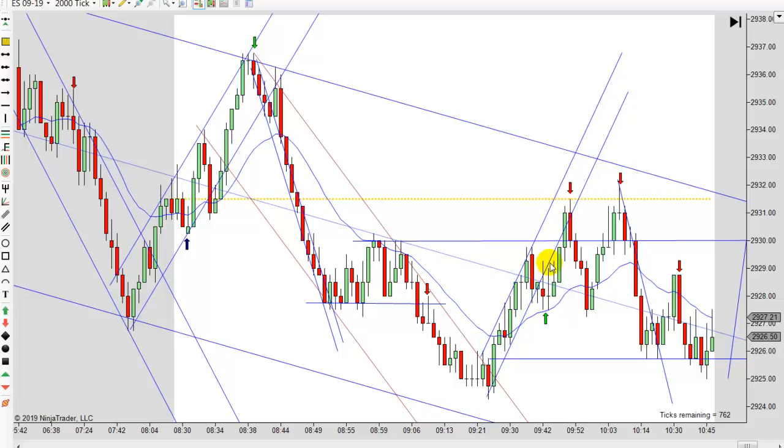You could have even entered on the second entry above that one. But this was really where the failure occurred, when it went higher right here. And so I would probably try to figure out some way to get in on that bar and just wait and put my stop down here when this bar completed.